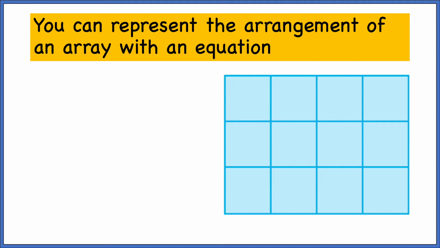You can represent the arrangement of an array with an equation. This one would be 4 plus 4 plus 4 equals 12, right? I'm adding up the squares in each row. You could also represent this with 3 times 4 equals 12. I tend to create equations using rows rather than columns. The columns is correct, but kids tend to get confused. So why not make it as easy on ourselves as possible? We'll be consistent, right?